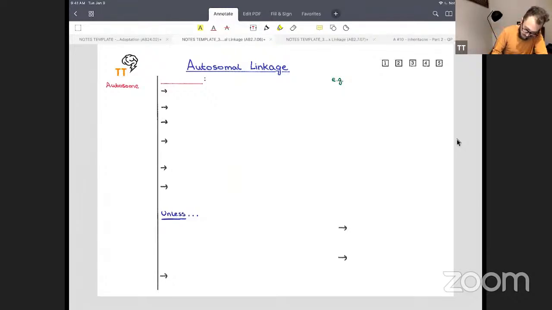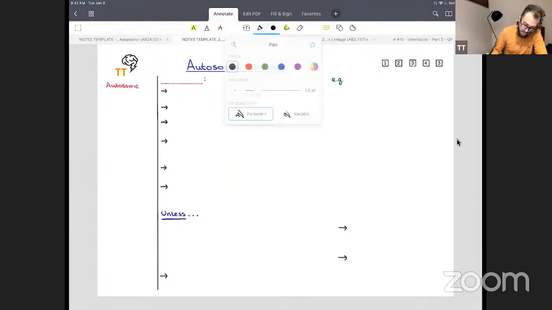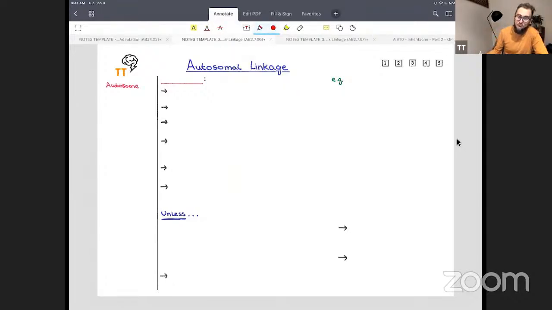Okay, let's choose a pen. I'm going to go red, but straight in with the key term. As usual, what is an autosome? An autosome is any of the chromosomes that are not the sex chromosomes. So it's all the non-sex chromosomes, basically.